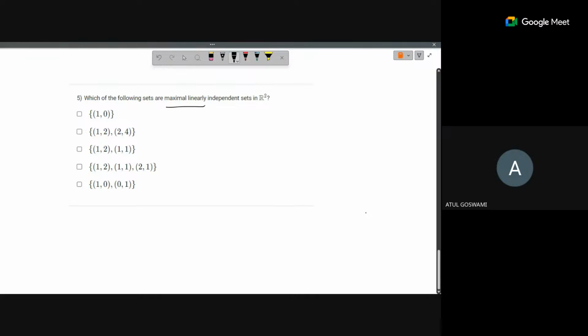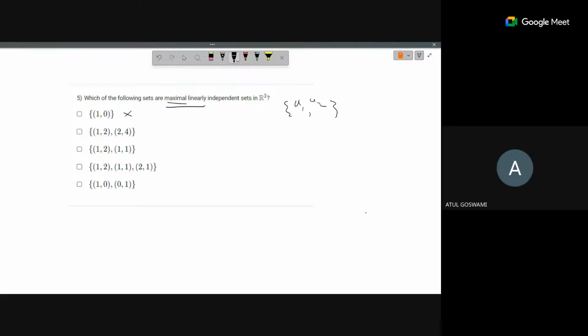It is asking for a maximally linearly independent set in R2. So what will be the number? Two. There will be two vectors. This option is not right, because it is asking for maximal. It is linearly independent, but not maximal. Everything is true, a linearly independent set in R2, but not maximal. We can add one more vector.